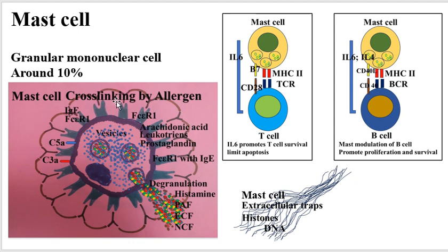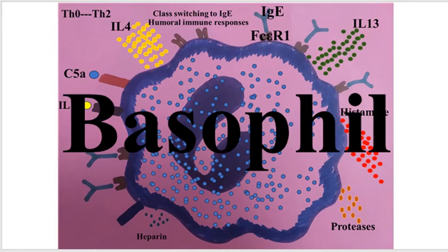And also they produce secondary mediators, for example, leukotrienes and prostaglandins, which play a role in pathogenesis of bronchial asthma. And also they have the capacity to produce extracellular traps, and these traps are very sticky and have the capacity to trap different organisms.